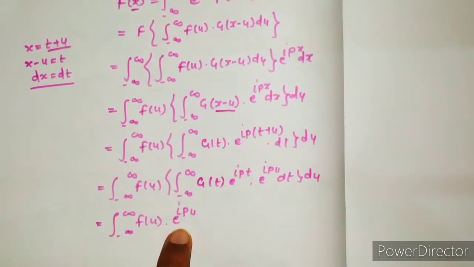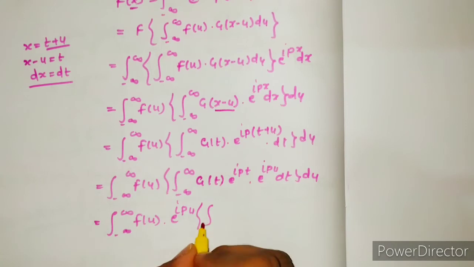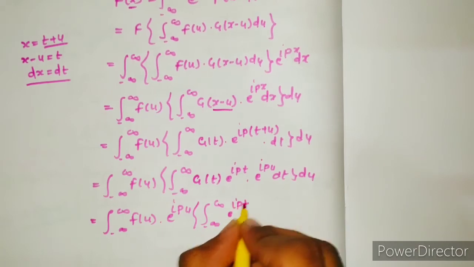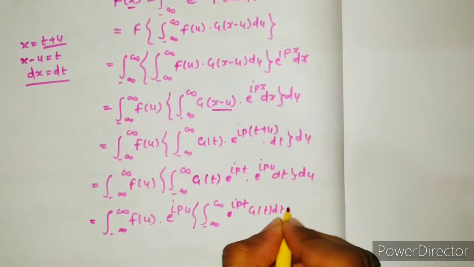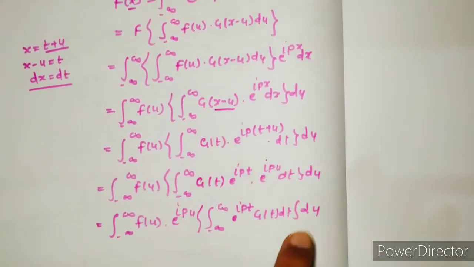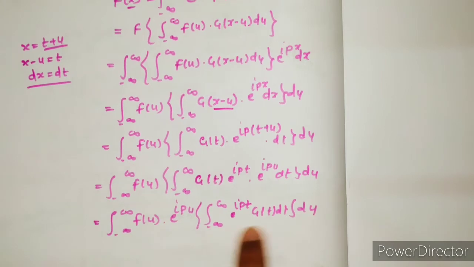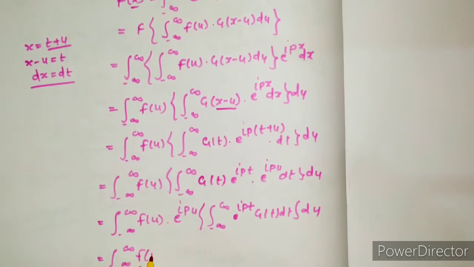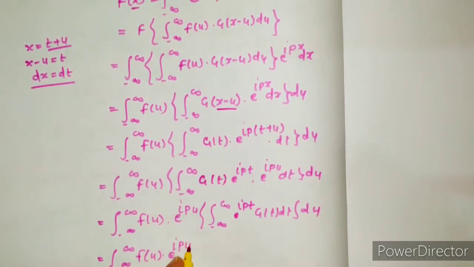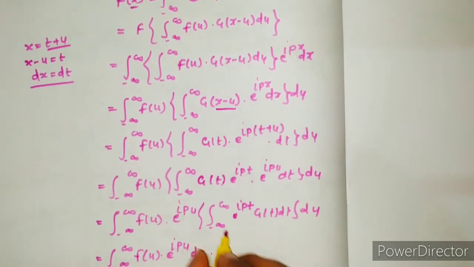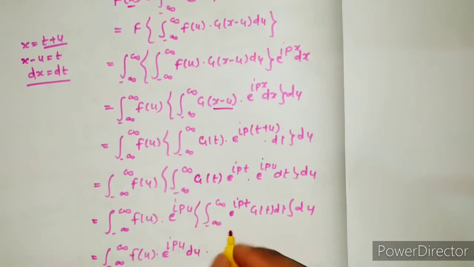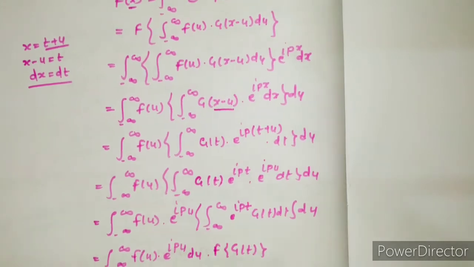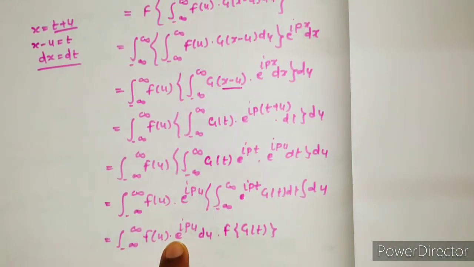Then in the bracket, the integral from minus infinity to infinity of e^(ipt) g(t) dt, times du. So this is our final formula in the Fourier transform. We also write the integral of f(u) e^(ipu) du, which is the Fourier transformation formula in the u term. So we also write f and g in terms of t.